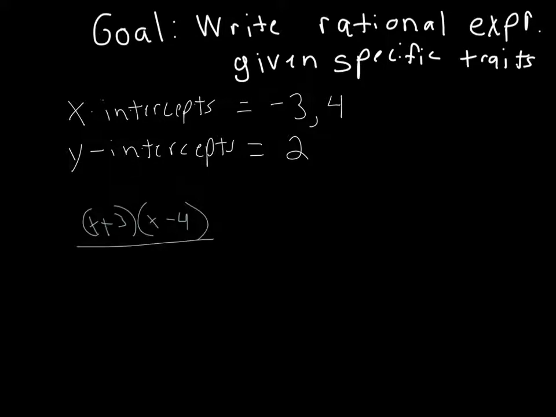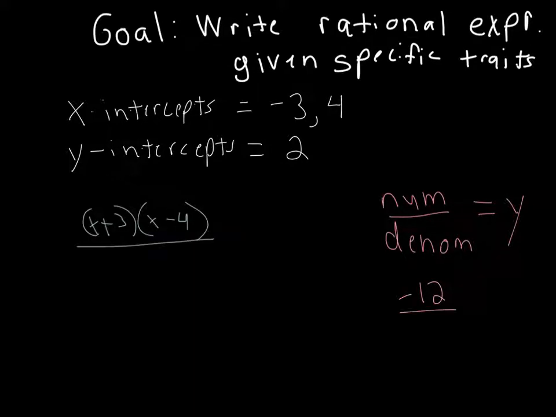Now we're just curious about our denominator, because this is going to have to do with our y-intercept. Before we get there, let's think for a second, how do we find our y-intercepts? For y-intercepts of rational expressions, we take our numerator and divide it by our denominator, and that gives us our y-intercept. The constants in the numerator at this point are +3 and -4. +3 times -4 gives us -12 in our numerator, and we've got to figure out what constant should be in our denominator to give us our y-intercept of +2.